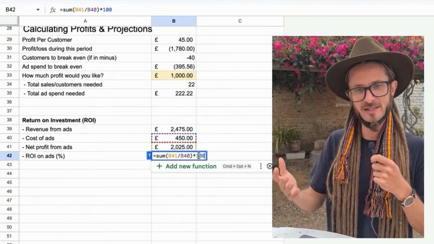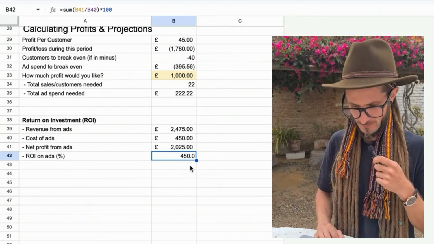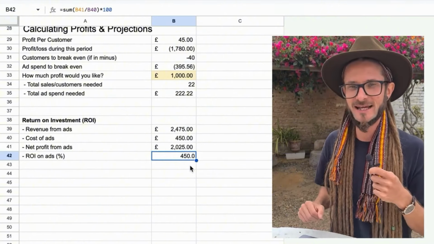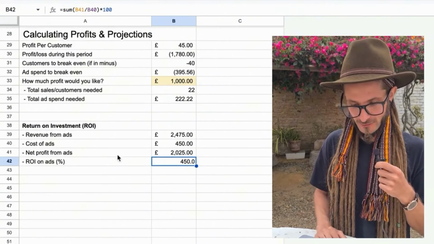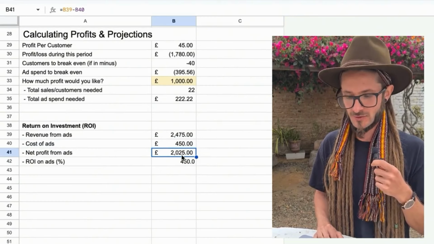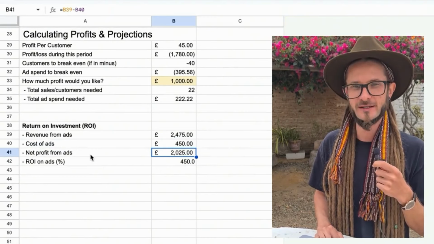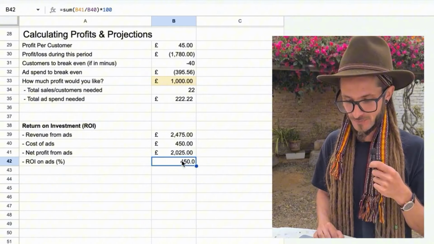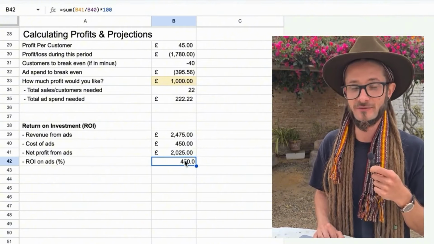Okay, so to do a percentage, the formula looks something like this. That means we have a 450% increase from our original ad spend. The cost of ads is £450, and we've generated £2,025 net profit from ads for the business, which is an ROI of 450%, which is crazy good.